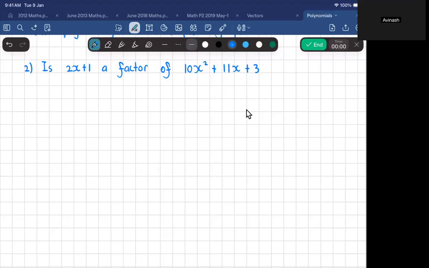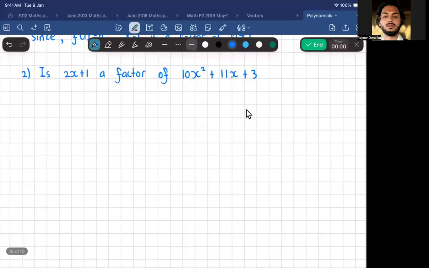Okay. So first things first, Avinash. If I want to see if it's a factor, I'm going to use the remainder factor theorem, which says I'm going to take the divisor. In this case, the divisor is 2x plus 1. I'm going to equate it to 0, and I'm going to solve for x. Tell me, Avinash, what would x be equal to in this case? You have to find x here. You have to make x the subject of the formula.